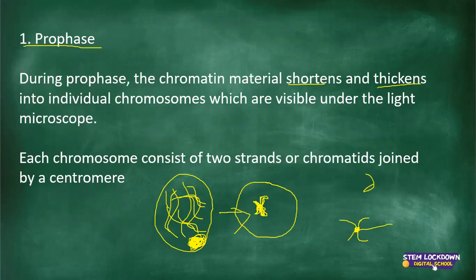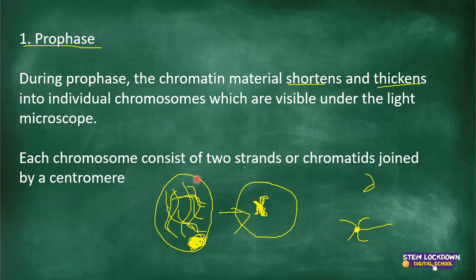A recap of prophase. During prophase, the chromatin material will shorten and thicken into individual chromosomes, which are visible under the light microscope. Each chromosome consists of 2 strands or chromatids joined by a centromere. I even showed you the diagram of a chromosome so that you can visualize it. This is your cell, this is your nucleus, this is your nucleolus, the one in yellow there. Then the strands are the chromatid strands, the chromatins.